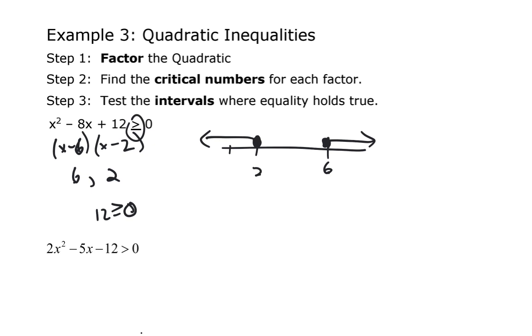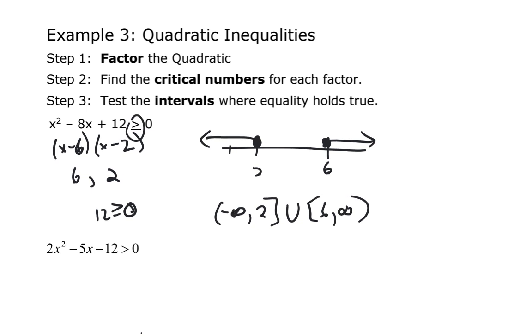So we could test that as well. If you try something like a 7, you'll get 49 minus 56, which is negative 7 plus 12. So that does work. And if you wanted to test one in the middle, let's try 3. You'd have 9 minus 24 plus 12, which would give us negative 3, which is not greater than or equal to 0. So that doesn't work. So we do have it right. It should be from negative infinity up to 2, square brackets, union, square brackets, 6 to positive infinity.